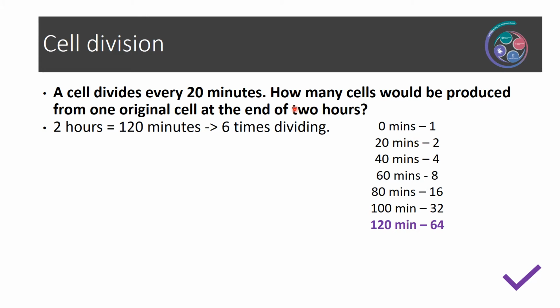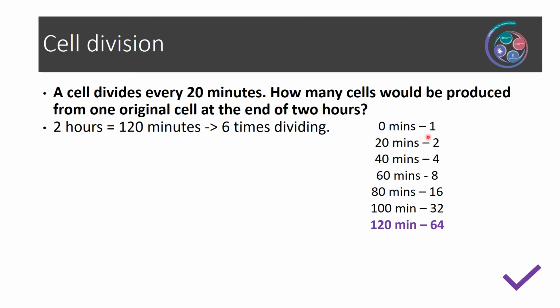Okay, so as I said in the previous slide, we talked about trying to put our 2 hours into minutes. So 1 hour equals 60 minutes. So therefore 2 hours is 60 times 2 and gives us 120 minutes. So we know that if we have 120 minutes, we need to find out how many times 20 goes into 120. We know that 20 times 6 gives us our 120. So it's 6 times that we need to find this division.